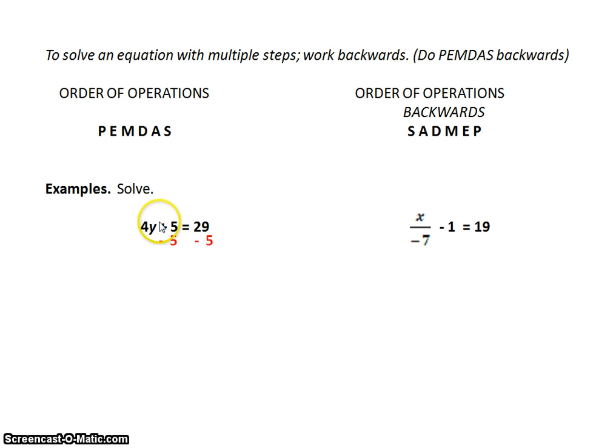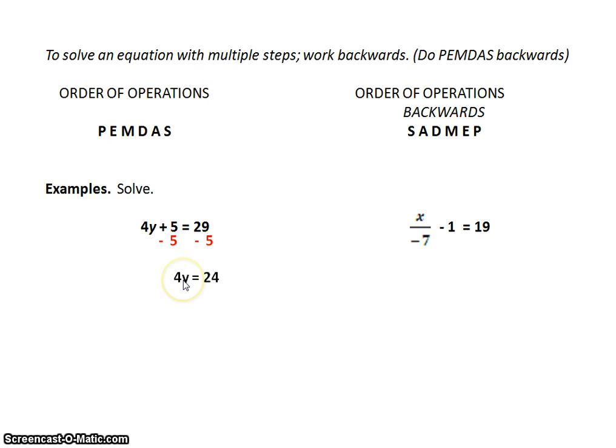Now we're going to simplify the left-hand side. Adding 5 and subtracting 5, that will cancel out. So on the left-hand side, I will be left with 4y. On the right-hand side, 29 minus 5 is 24. Now, we're not quite done yet, because we still want to isolate the variable y.